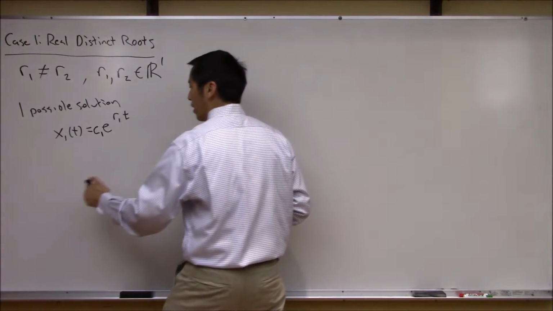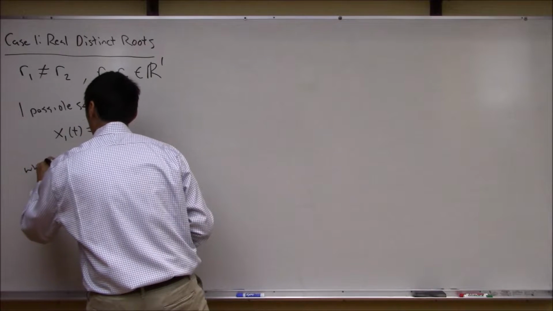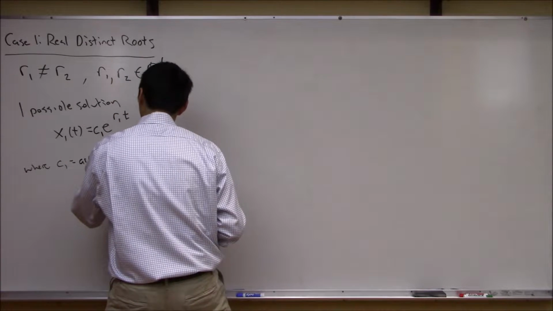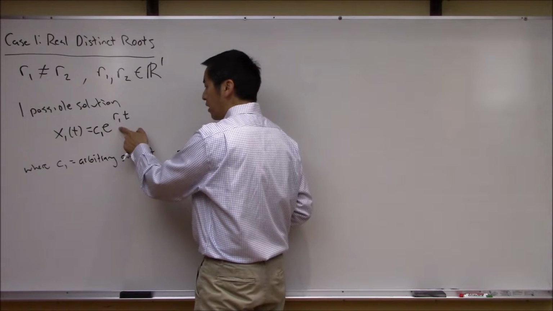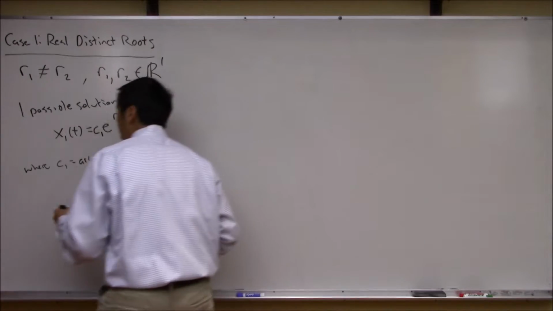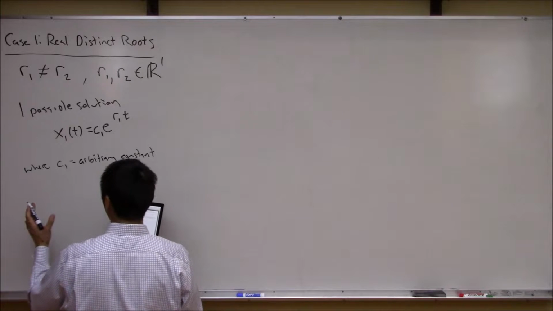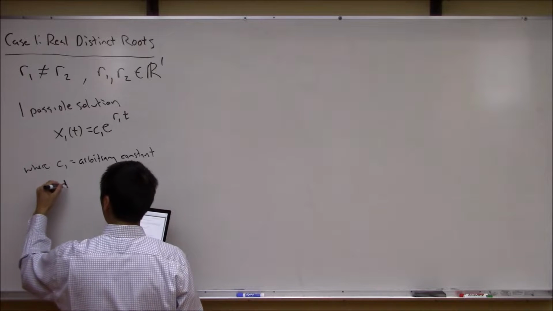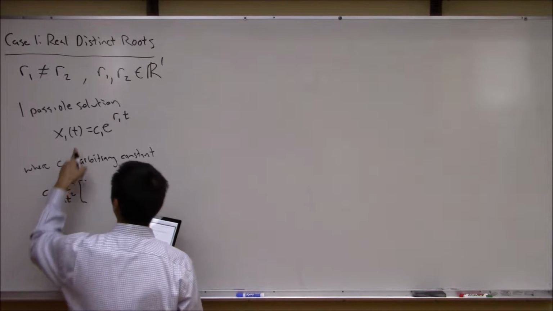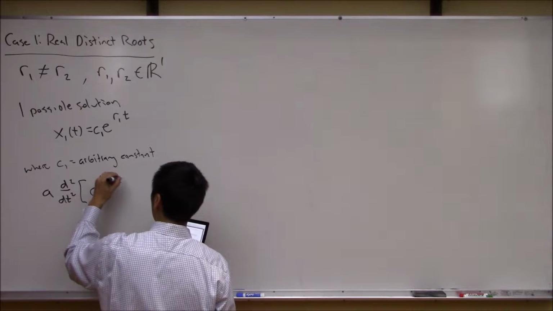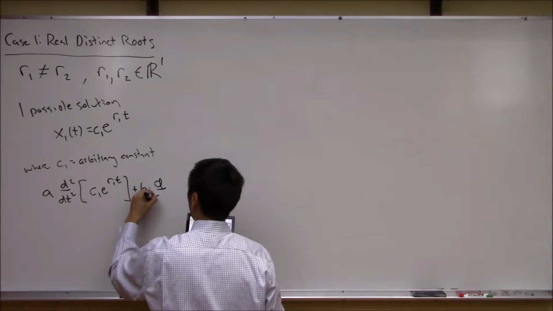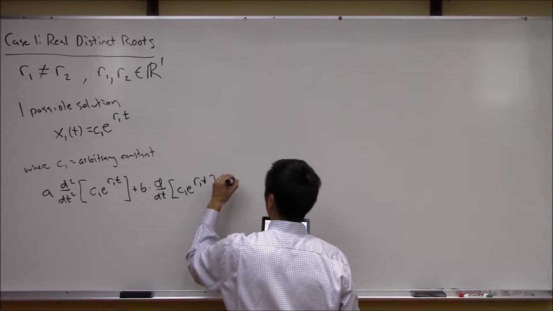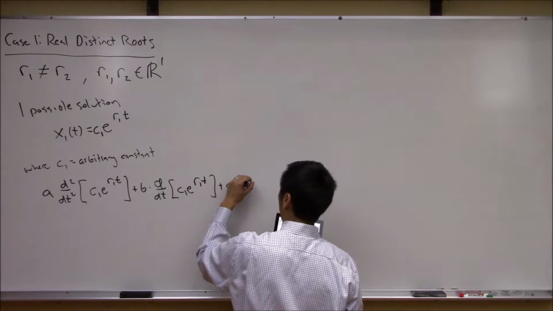Okay, so C1 is just an arbitrary constant. Now, this thing is actually also a solution, okay? So just to prove this to you, maybe what we should do is let's quickly do this, right? So again, we need to check that a times the second derivative of C1 e to the r1t, right? Plus b times d/dt of C1 e to the r1t plus c times C1 times e to the r1t.